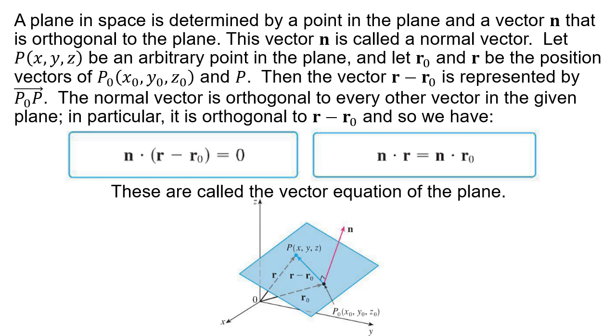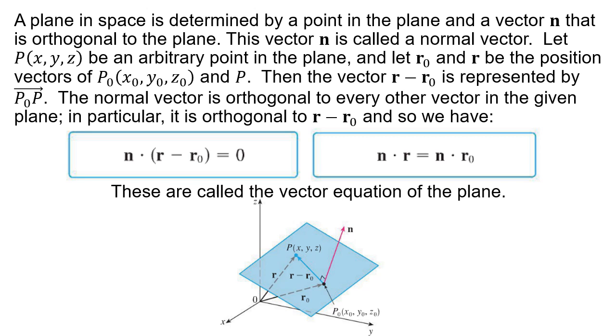Okay, let's talk about planes now a little bit. So a plane in space is determined by a point in the plane and a vector, and that's called a normal vector. When you talk about tangent lines in Cal 1, occasionally you'll talk about a normal line. A normal line is the line that's perpendicular. So that's what we're talking about here. A normal vector is orthogonal, or perpendicular, to the plane.